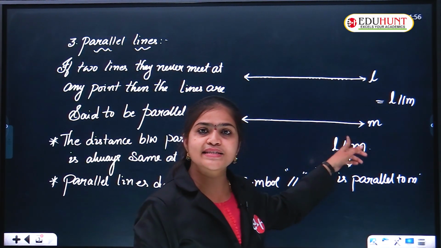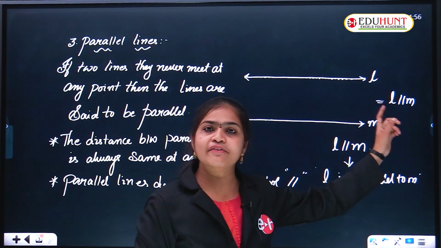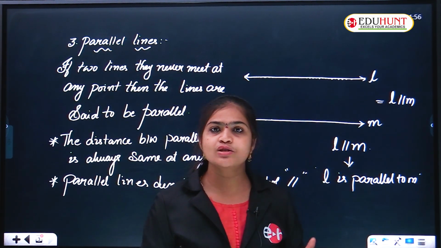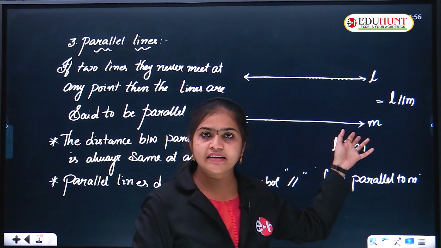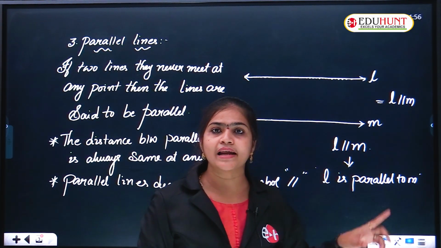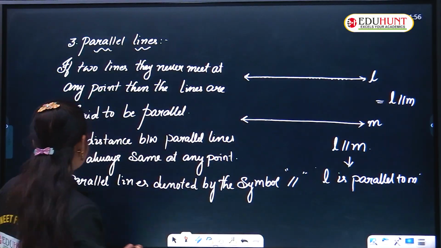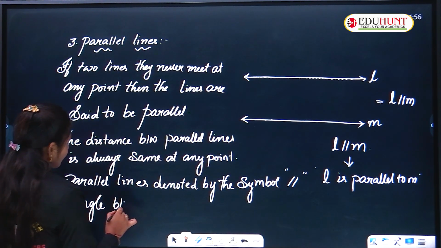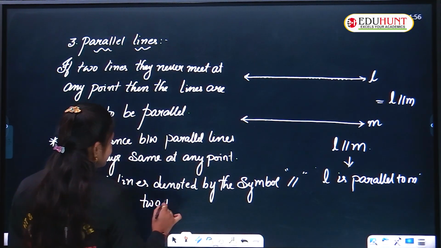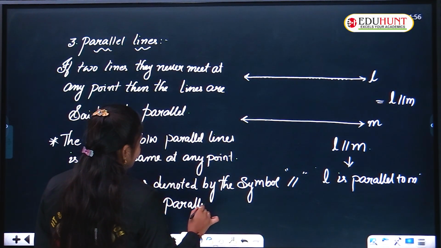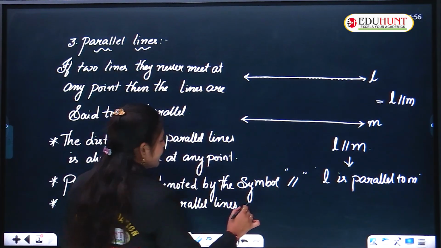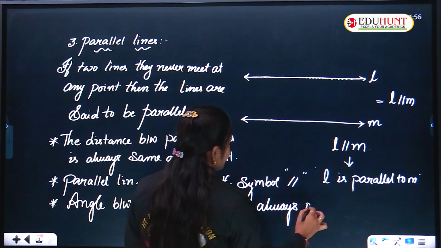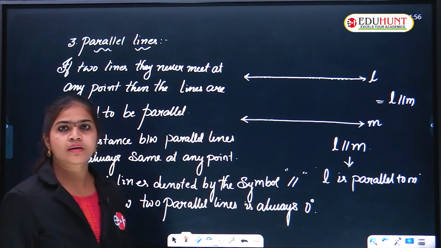Why? Because there is no intersecting point. They never meet at any point, so how can we observe any angle? It is not possible to measure an angle here. That's why the angle between two parallel lines is always 0 degrees. Understood, ma?